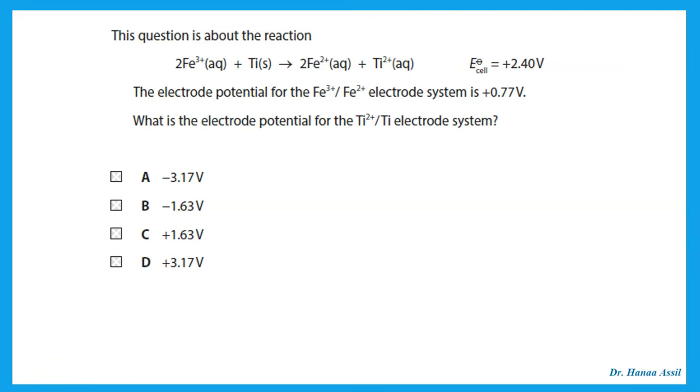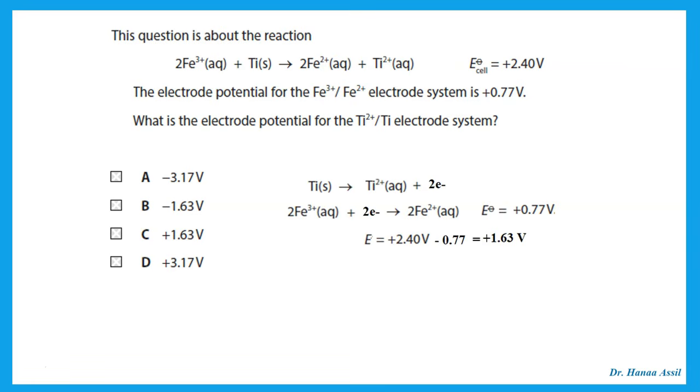This question is about this reaction. The electrode potential for iron 3 plus, iron 2 plus is plus 0.77. And we're given the total for the E cell. What is the electrode potential for the titanium? Again, let's remember that when we're asked about this, we're supposed to give the reduction potential. What is required is reduction potentials. That's what we have in the data booklet.